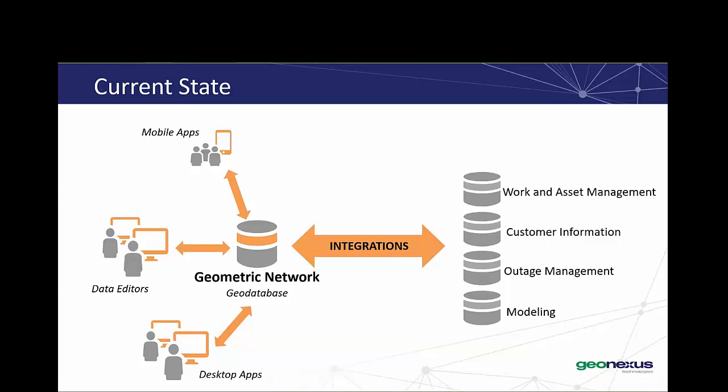You may have integrations to third-party systems, work and asset management systems, customer information systems. Maybe these integrations are custom-built, and your enterprise relies on this information from the geometric network. And so as you think about moving to your future state, which is the utility network, you have to think about, okay, how do I move all those users over to using the utility network? When do I start my editing of that? When do I switch over my mobile apps, my desktop apps?